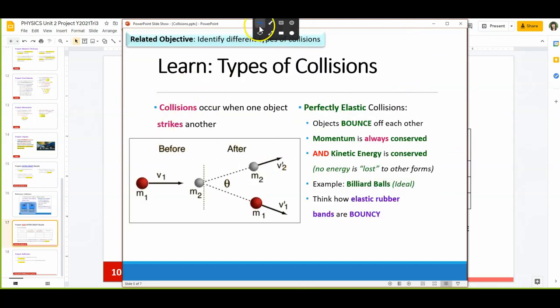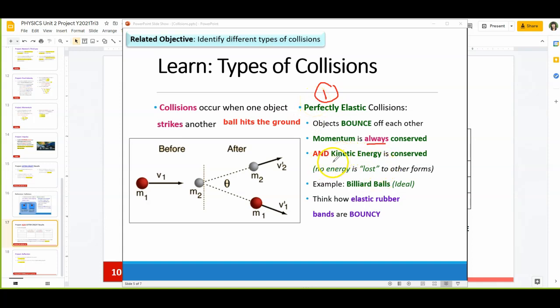Collisions occur when an object strikes another. So for example, when your ball hits the ground. There are a couple of different collisions. The first one that we're going to learn about is perfectly elastic collisions. Perfectly elastic collisions occur when objects bounce off of each other perfectly. In this case, momentum is always conserved. We've learned about momentum, the change in motion. Regardless of what's going on in any collision, momentum is always conserved, right? So momentum never changes in a collision.